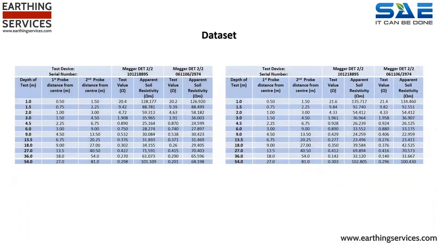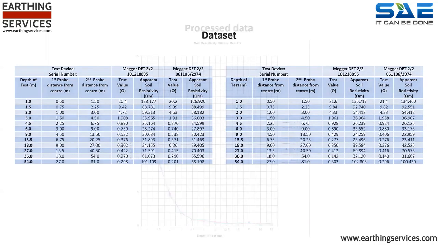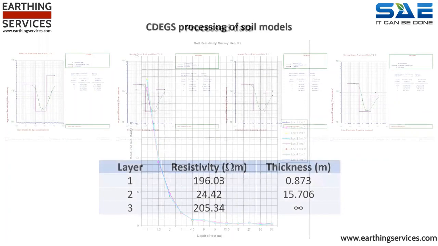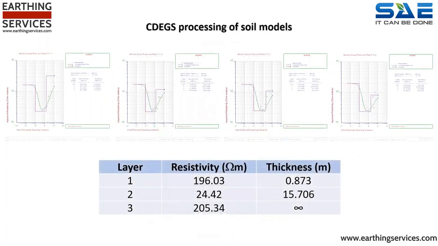As you can see from these 2 tables, the 2 test runs, each using 2 test instruments, yielded 4 comparable datasets. The test runs went through the first stage of processing, and then were processed through CDEGS to yield a combined soil model to be advanced towards design.